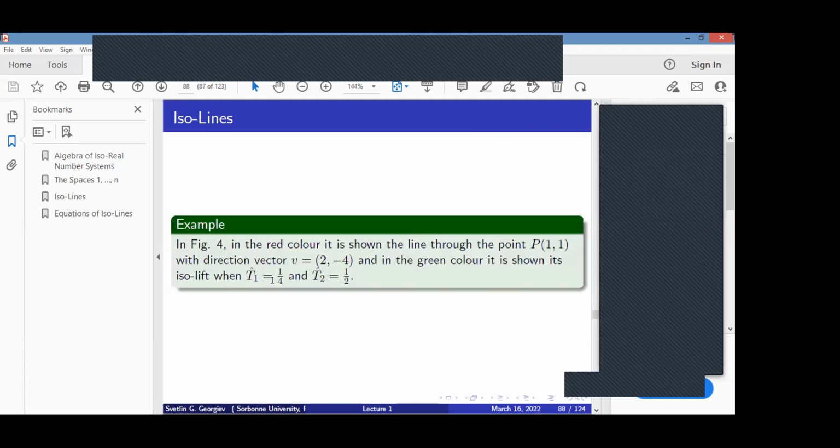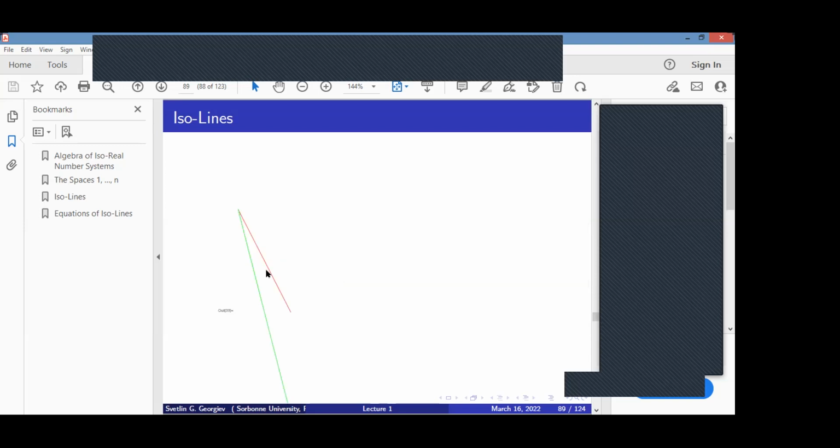So in the next example, in the red color is shown the classical line through the point P with direction vector V. And in the green color is shown the isolift in the case when \hat{T}1 is equal to 1/2 and \hat{T}2 is equal to 1/2. In the red color is the classical case. This is the classical line. In the green color, this is the iso line.